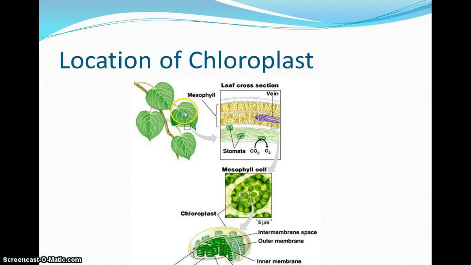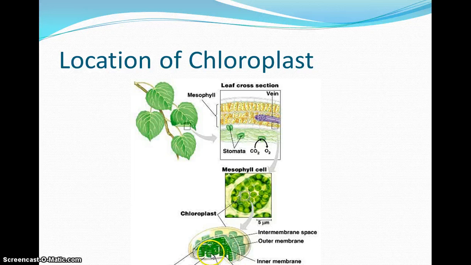So the location of the chloroplast. We have the mesophyll, then we have the stoma, veins here. If you go into the mesophyll cell, that's where we have the chloroplast. And inside the chloroplast, we have the inner membrane space, the outer membrane space, the inner membrane, the thylakoid space, the thylakoid, the stroma, all of that good stuff.